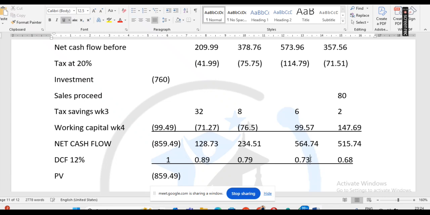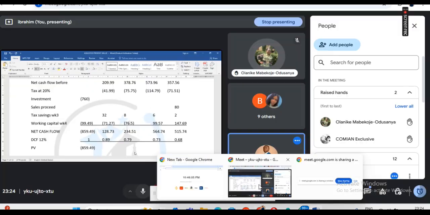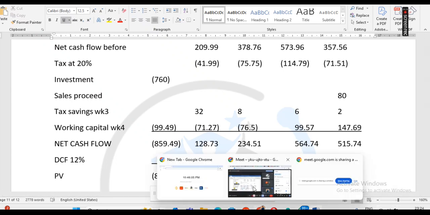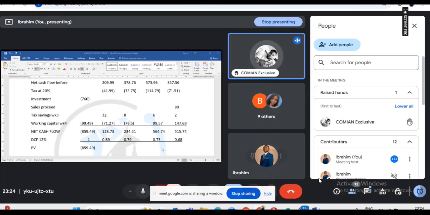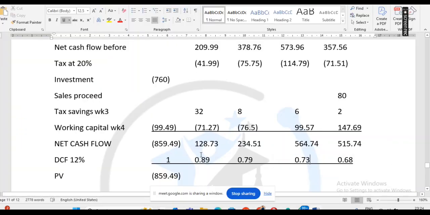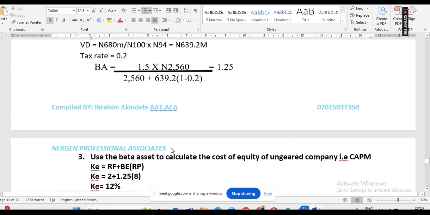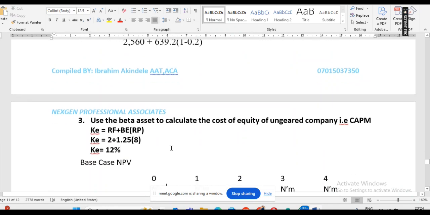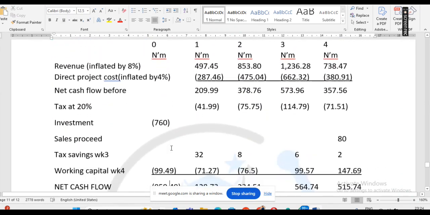Year 3. Just give me the figure, don't worry. Exclusive, just unmute your mic and talk. I'm saying, why are we using 12% again? It is the cost of equity of the ungeared company. Have you forgotten that we calculated the cost of equity of the ungeared company that we will use to discount the base case NPV? That's true, and I've forgotten too.